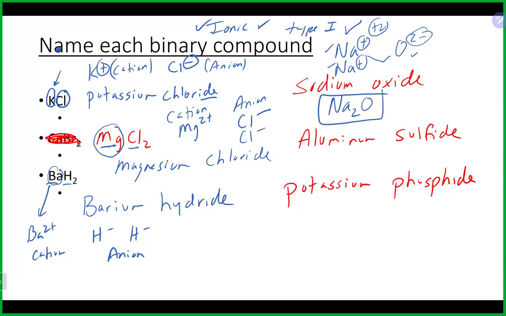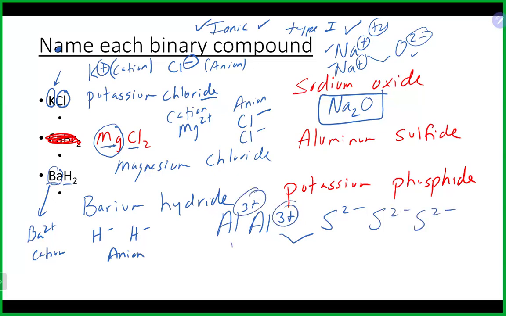Next is aluminum, which is group number 3. That means it has a +3 charge. Sulfide is sulfur on the periodic table. That's group number 6 and has a -2 charge. The common number when I put that together is 6. 3 times 2 is 6. So to get aluminum to a +6 charge, I need a total of 2 of them. And to get my sulfide to -6, I need a total of 3 of them.